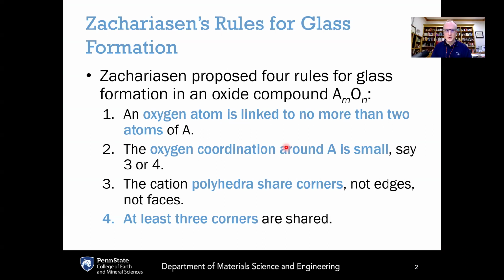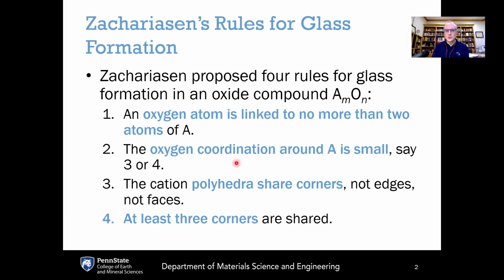Last time we introduced the structural theory of glass formation, and that was given in terms of Zachariasen's rules for glass formation. Recall what Zachariasen did was he considered some oxide potential glass forming compound, which is given by the general formula A sub M, O sub N. So the oxygen here is the anion, and A is representing some cation like silicon or boron or aluminum. And Zachariasen had 4 rules of glass formation.